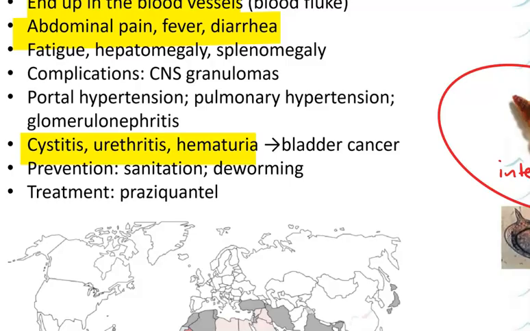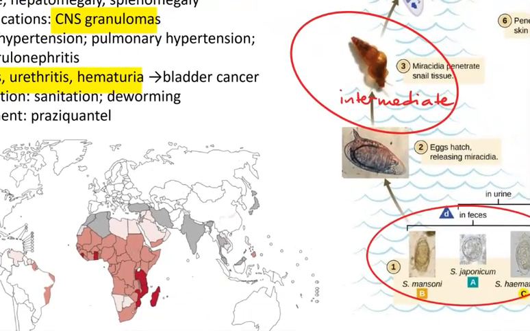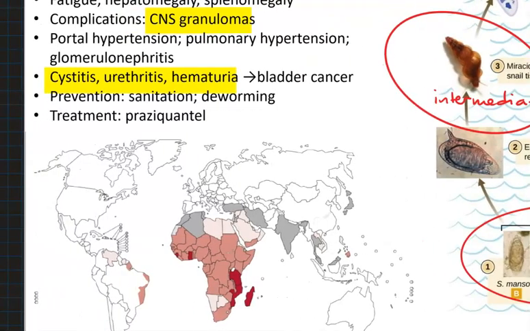Around intestines, fever, diarrhea, fatigue, all that kind of stuff. It can cause CNS problems in a chronic condition. It can cause hypertension because they block blood flow. And in people who are infected with, I think it's mostly hematobium, schistosoma hematobium, they will develop cystitis and hematuria, which is the blood in the urine. First of all, it is treatable. Second, it's preventable.